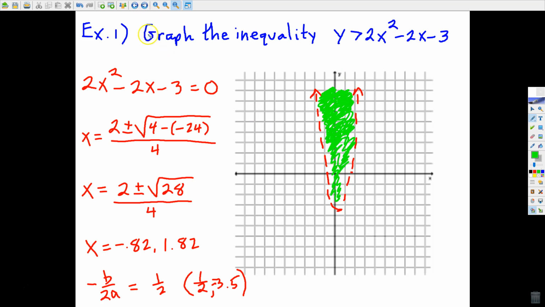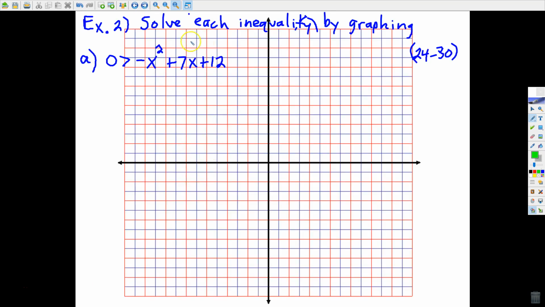Okay, questions on that first example? All right, let's move to solving. Notice how the problem has changed. The inequality doesn't say y is greater than, it says 0 is greater than. Okay, when I solve this inequality, now I'm looking for numbers for x that make this true. Okay, and I'll show you what I mean by that.